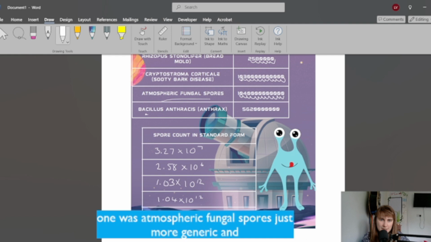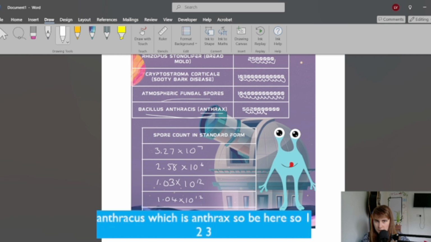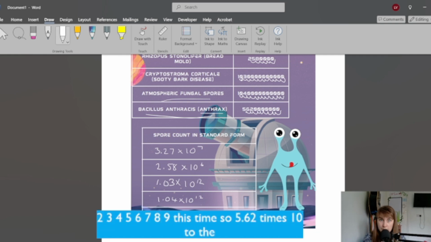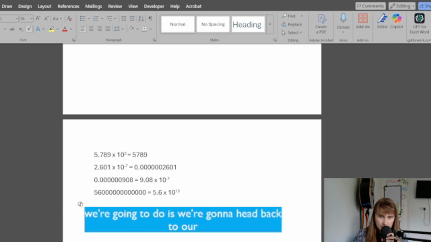And this one is Bacillus anthracus, which is anthrax. So it'd be here. So 1, 2, 3, 4, 5, 6, 7, 8, 9 this time. So 5.62 times 10 to the power of 9. Okay, lovely. Right, so now what we're going to do is we're going to head back to our regular whiteboard.